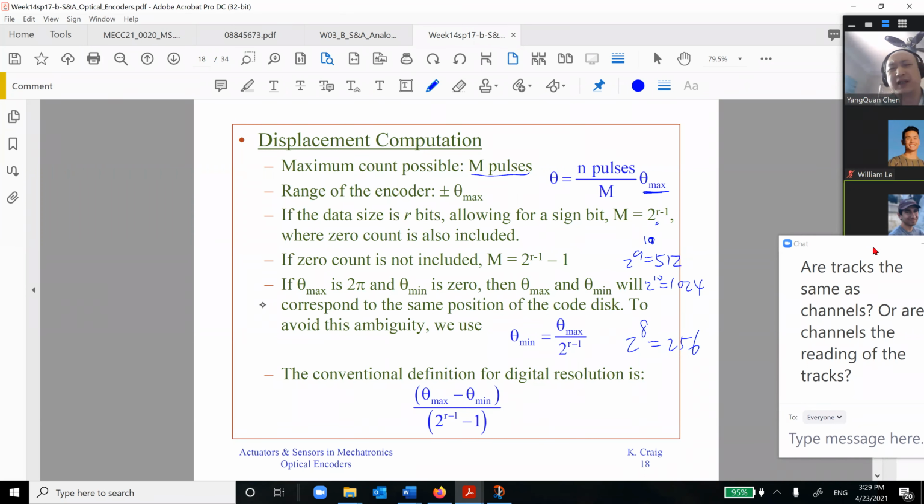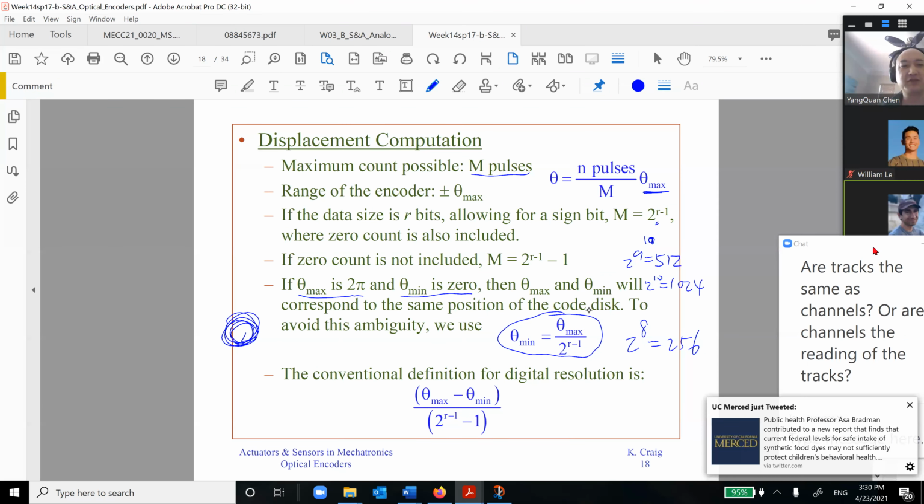Usually we allow this shaft to rotate continuously, so theta max is 2 pi and theta min is 0. Theta max and theta min are the same position, but they are different in this sense. The total number of pulses is 2 to the power of n minus 1, which is m. This is m, the total number of pulses per revolution.